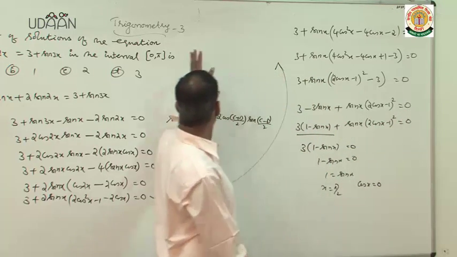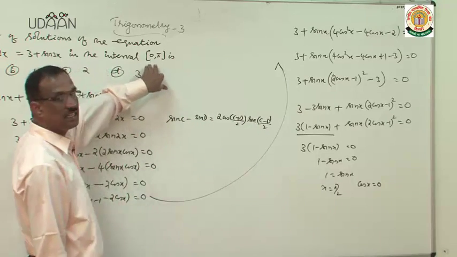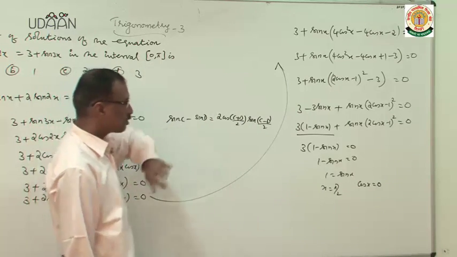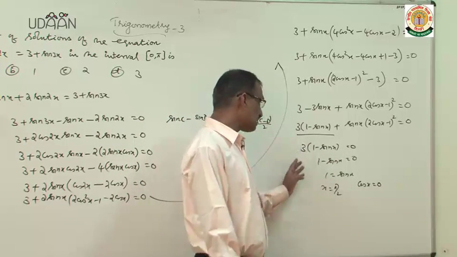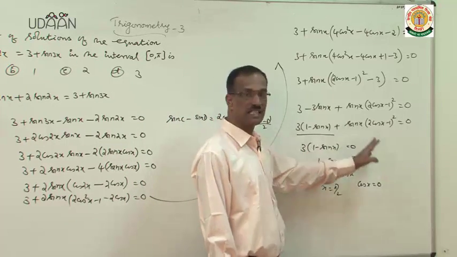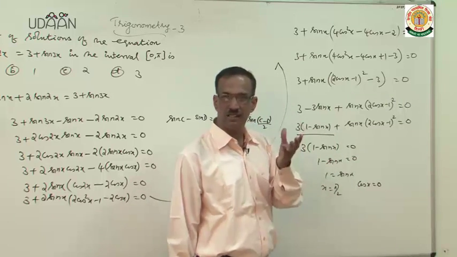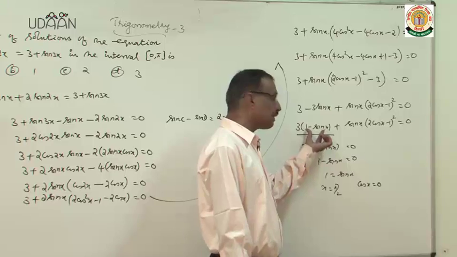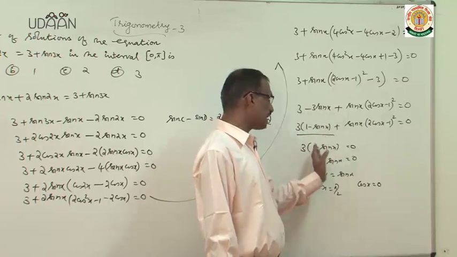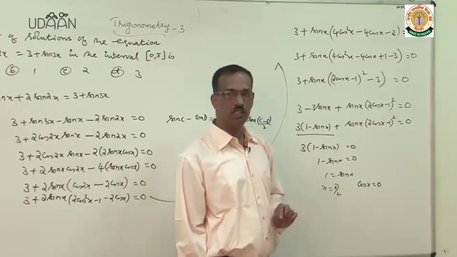So, we are given x lies in the interval 0 to pi. 0 to pi means sin x is positive. So, sin x is greater than 0, therefore 1 minus sin x, because we know that sin x lies between minus 1 to 1, is also positive. So, this is positive, and the maximum it can have is equal to 0.